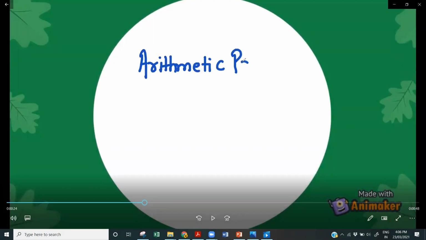So today we are here to learn arithmetic progression. Let's see what it is. What is the meaning of it? Arithmetic progression. So in maths, we learn different types of sequences.